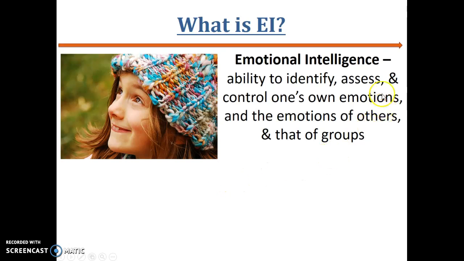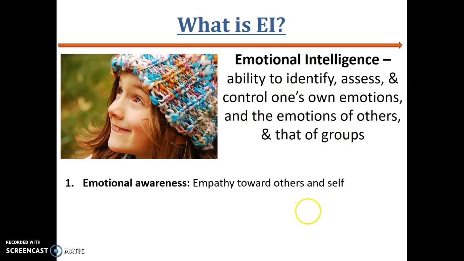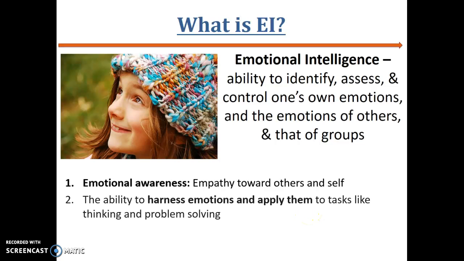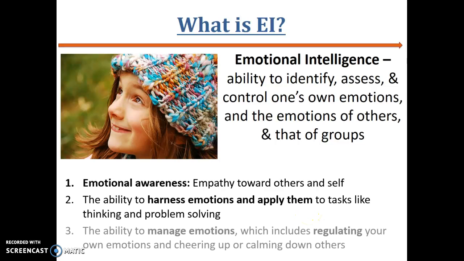Daniel Goleman came up with this concept, and he defines it as the ability to identify, to assess, to control, or to manage one's own emotions and that of others. Others is anyone else, or it could be groups of individuals as well. So there are three aspects that stand out, right? Just being aware, being able to apply, and being able to manage or regulate.